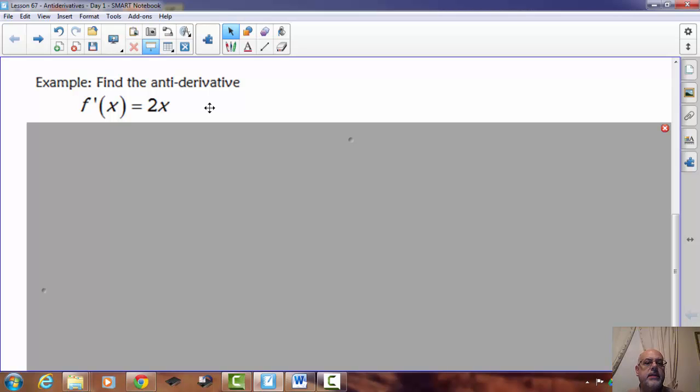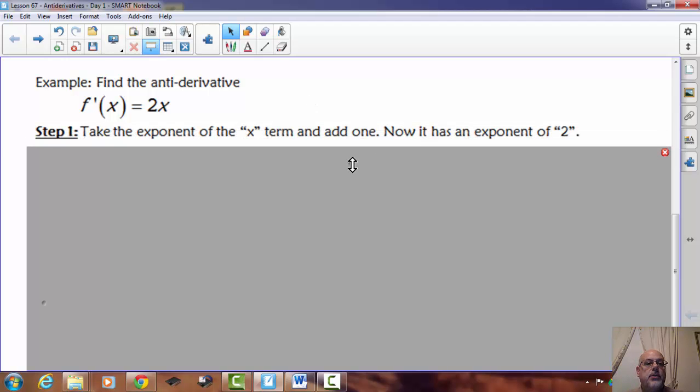So if we look at this example, our derivative is 2x, just 2x. The exponent here is a 1, we don't write it. So it's 2x to the first is our derivative. So we take the exponent of the x term, which is 1, and we add 1. So we will now have an exponent of 2.